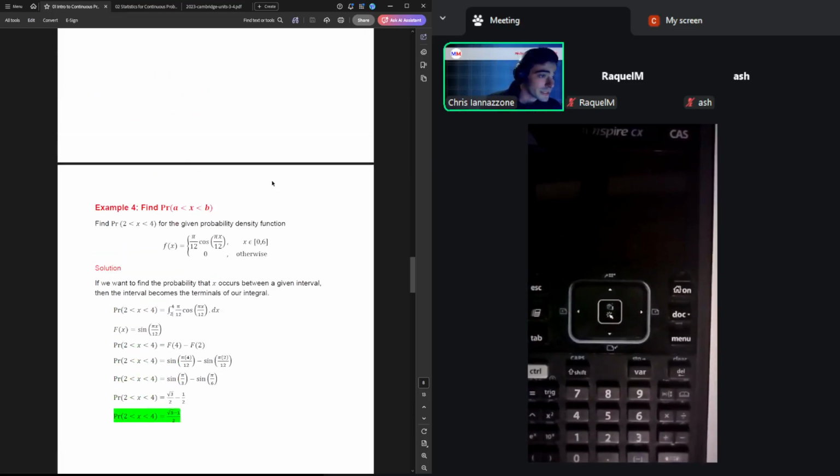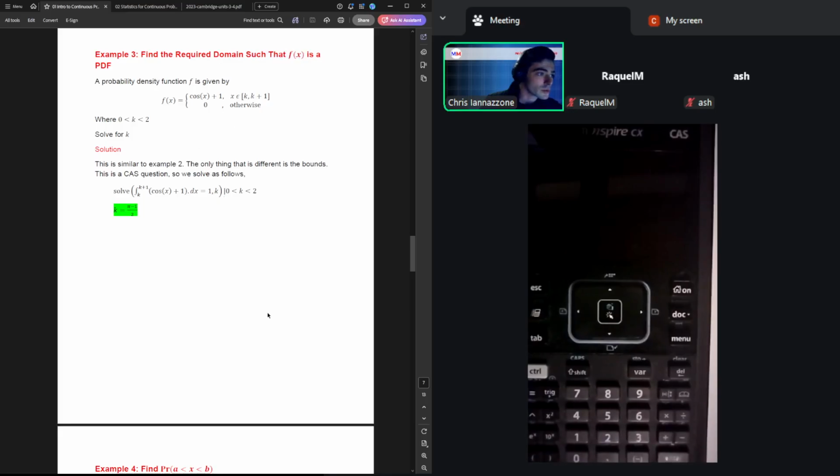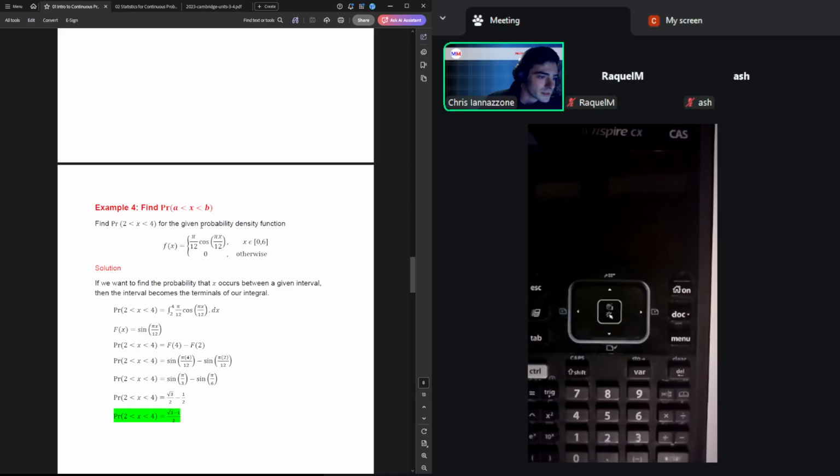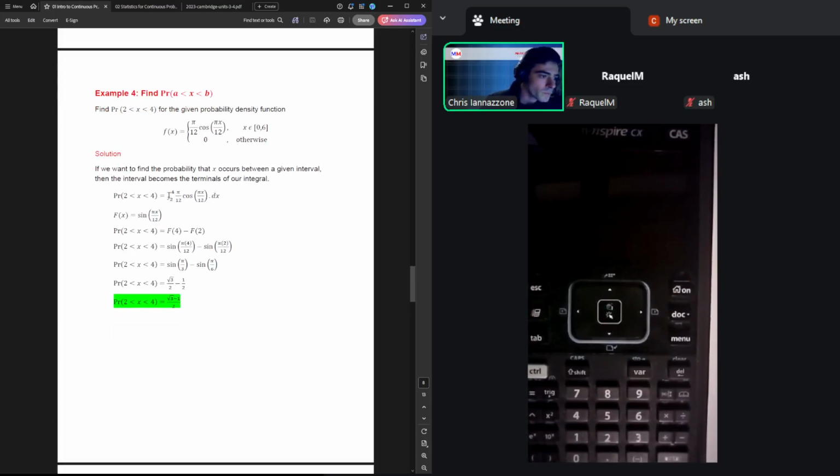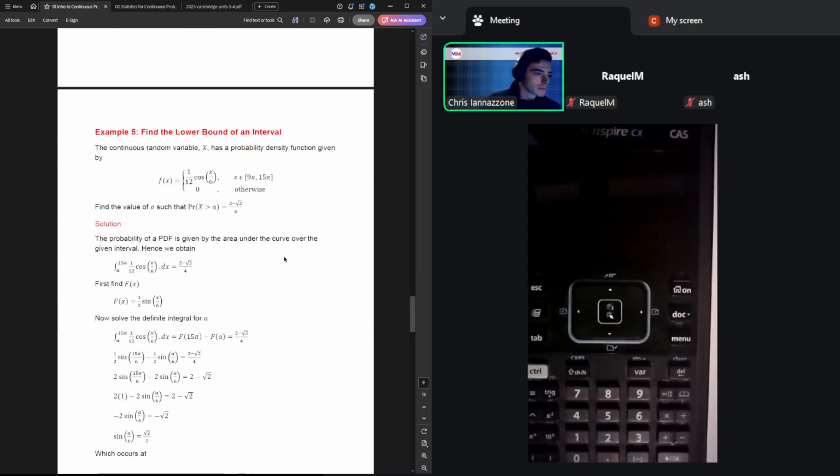Previously we were setting them equal to 1 because we were forcing it to be a probability density function. In this case, we're already given that it's a probability density function, and we have to find some certain probability for it. Probability is from 2 to 4, integral bounds 2 to 4. Antiderivative, capital F of 4 minus capital F of 2. We all cool with that? Any questions there? Cool.